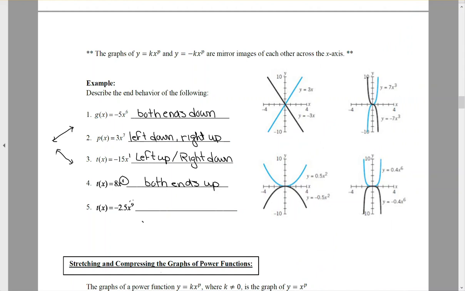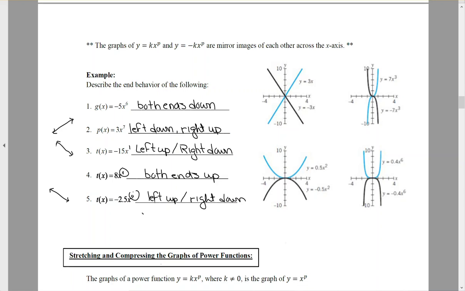All right, now for this one, negative 2.5x to the 9. So I focus on the power. It's an odd number, so the ends are split. And if it's negative, it's going downhill. So the left side is up and the right side's down. But you can confirm that with your calculator. Type in negative 2.5x to the ninth. Take a look at the picture. That'll convince you as well.